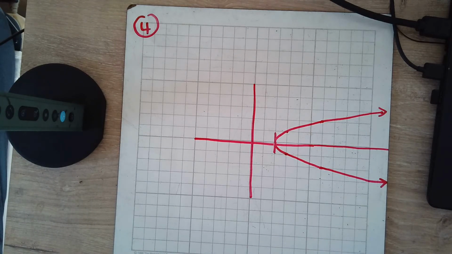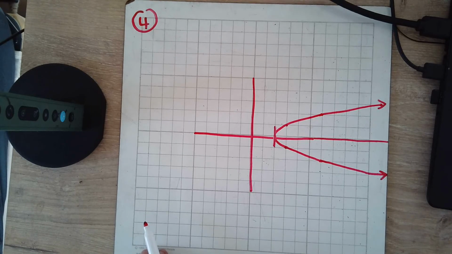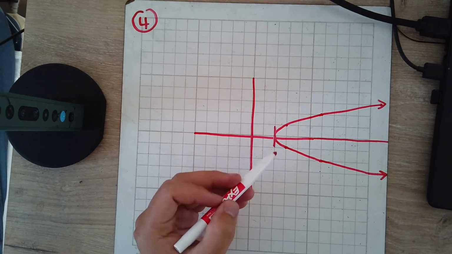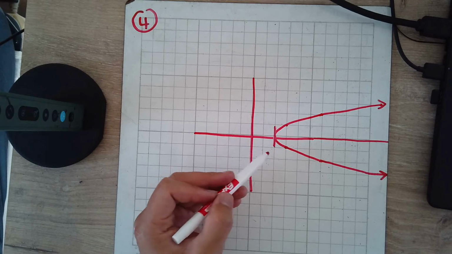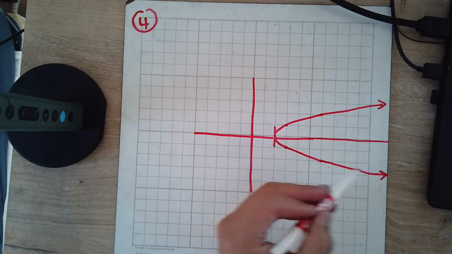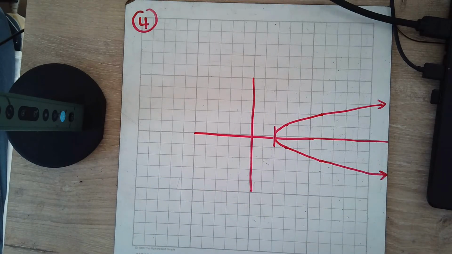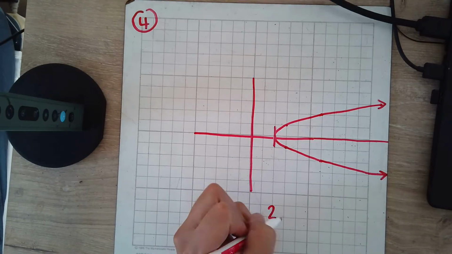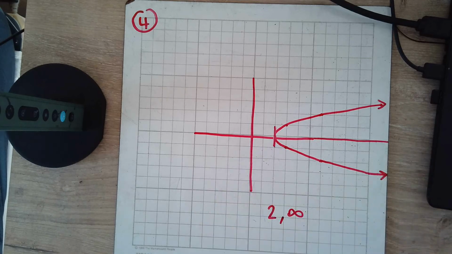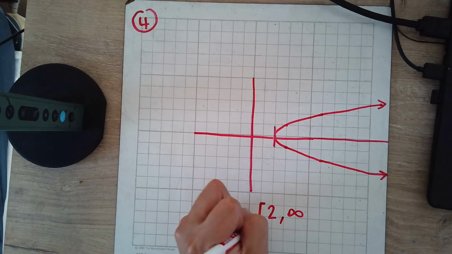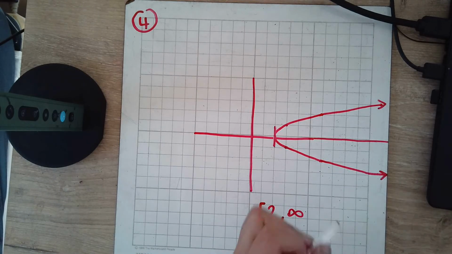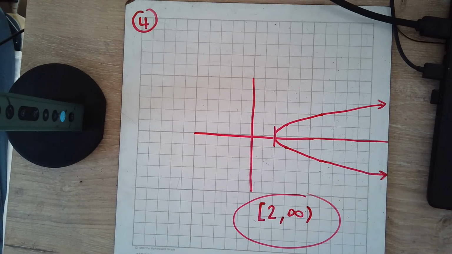So with interval notation, we start with our leftmost point, just like inequalities, and we go to our rightmost point. So our leftmost point is 2, and our rightmost point would be positive infinity. With this chapter, we always use a bracket for numbers and then a parenthesis with our infinity. That's our final answer.